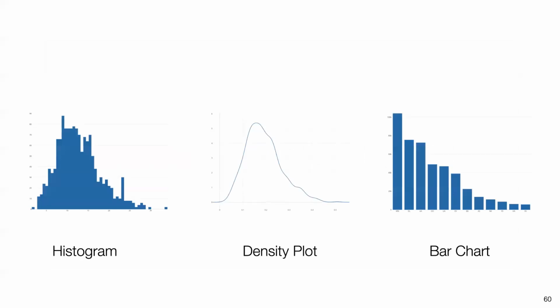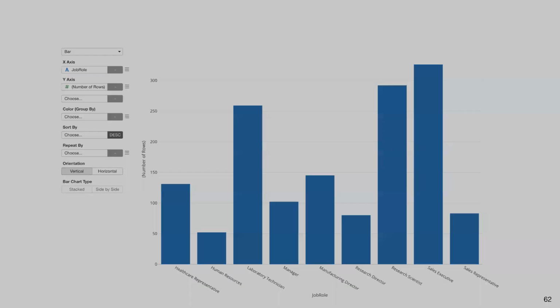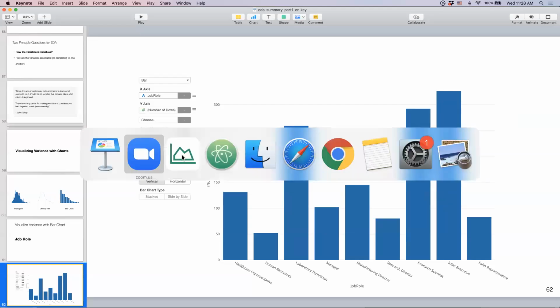So, visualizing variance with charts. There are a couple of charts we can use: histogram, density plot, and bar chart. I'd like to cover these three, starting with the bar chart. There's a job role column in this data, so I'd like to just jump into the exploration.